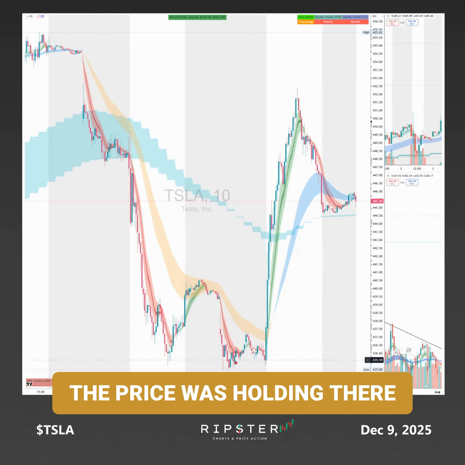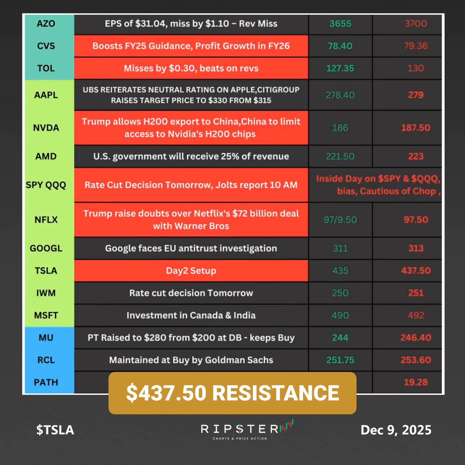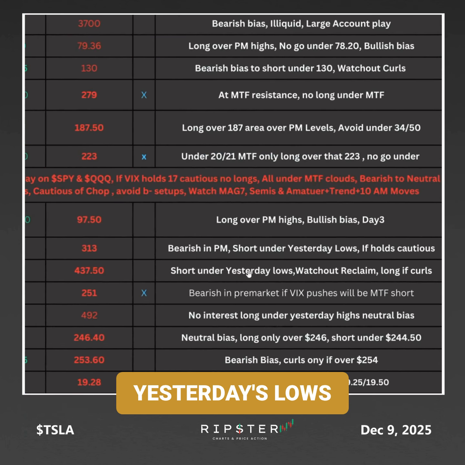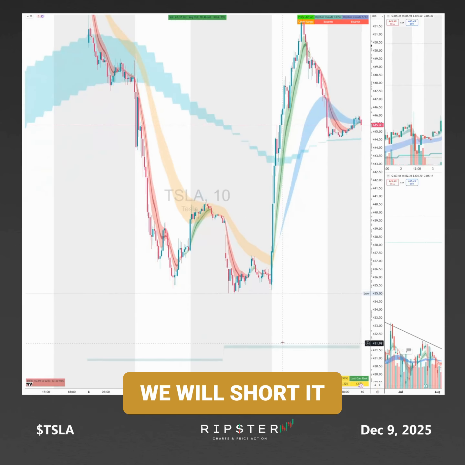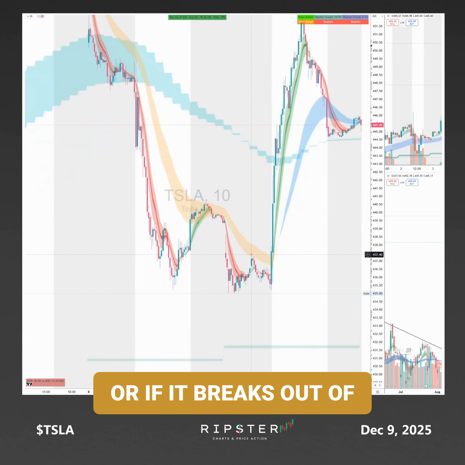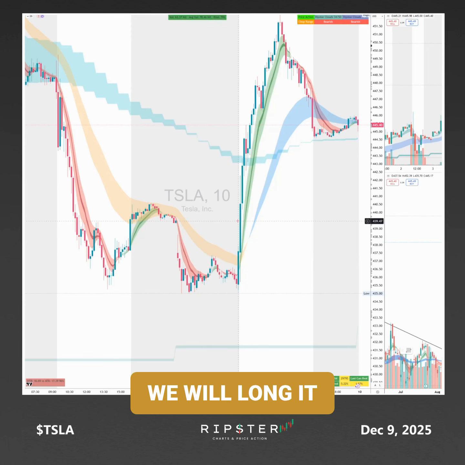So you see the price was holding there. So the plan was pretty simple. Day 2 setup, 435 support, 437.50 resistance, short under yesterday's lows. Watch out for the bullish reclaim. Long if it curls. So this was the plan. The plan was that if it breaks down here, we will short it towards the MTF clouds. If it curls or if it breaks out of that 437.50 area that I showed you in the pre-market plan, we will long it. And that's what happened.